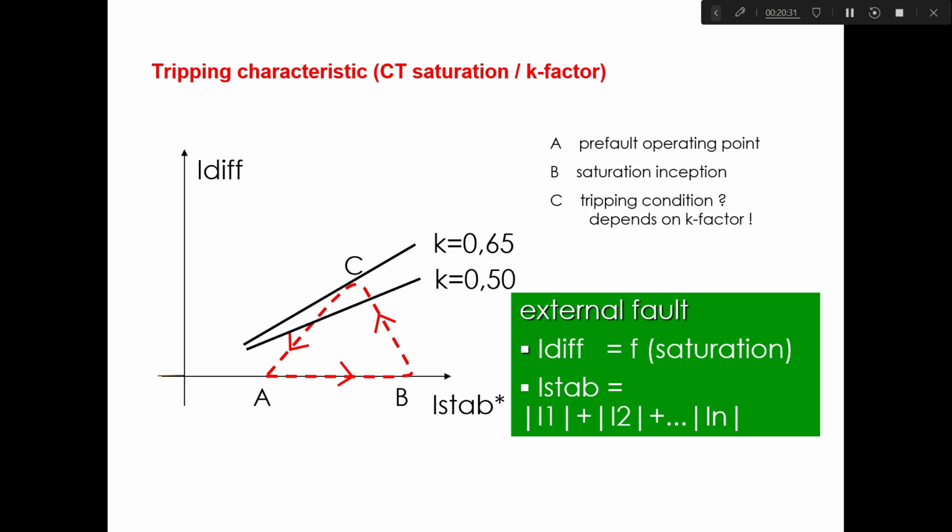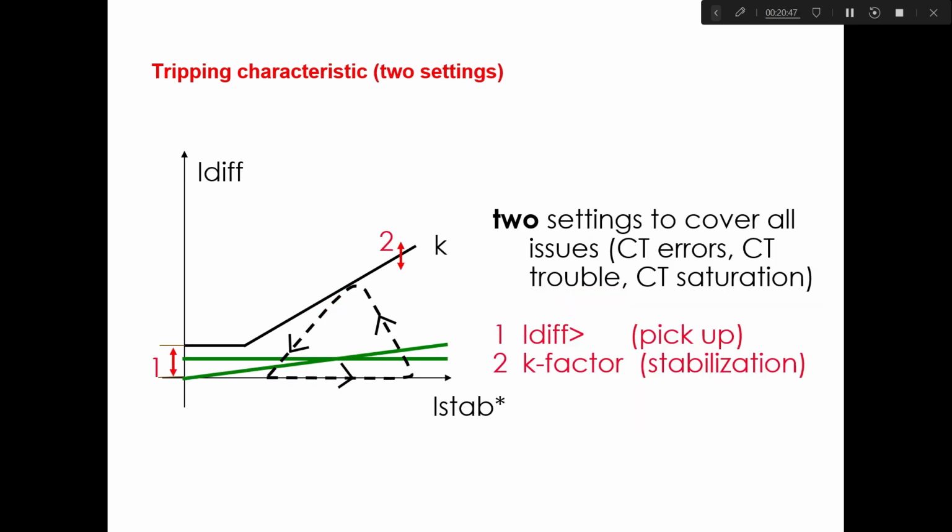So depending upon the amount of CT saturation and where the CT saturates, your characteristic will move. And we don't want our differential protection, the busbar differential protection, to operate. That's why we have to decide the amount of CT saturation, and we will decide that on the basis of the K factor, which is called the slope of low impedance busbar differential protection.